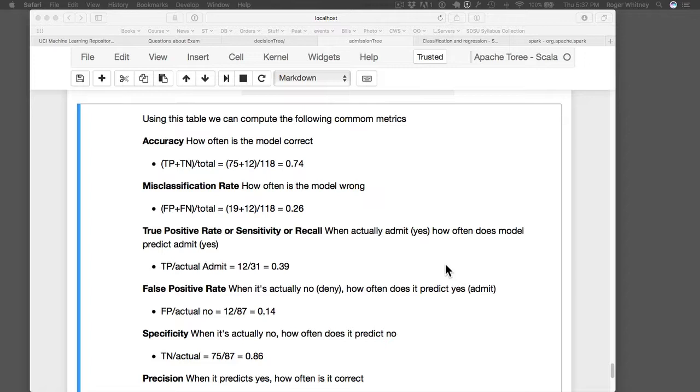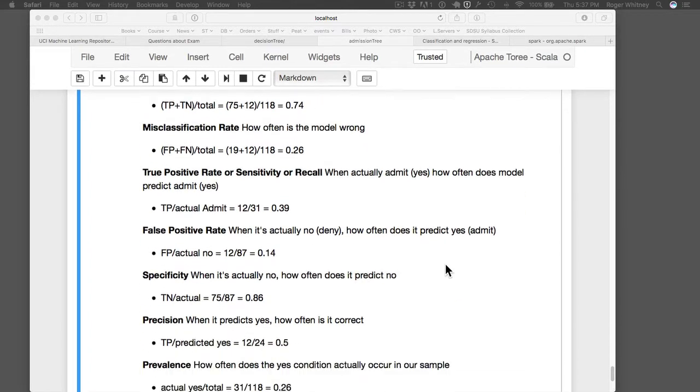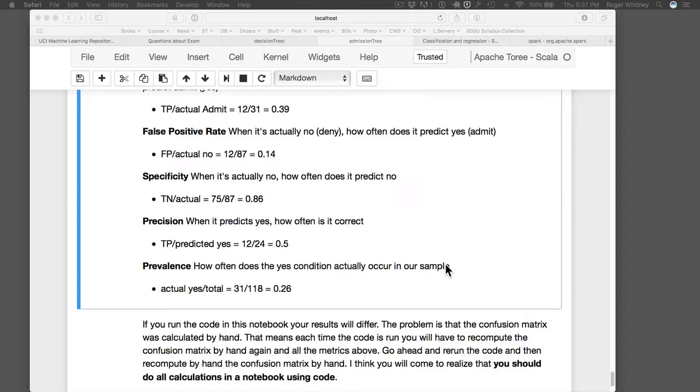False positive rate: when the answer is actually no, how often does it predict yes? It's much better at that, right? And then we go on to specificity. When the answer is actually no, in this case deny, how often does the model predict deny? Right, so there's various measures like this.